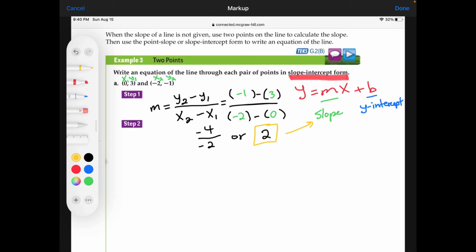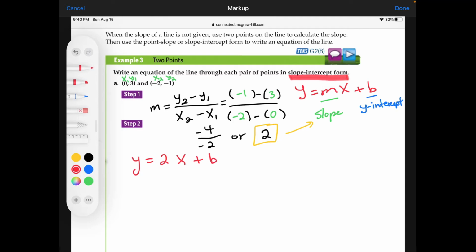To do this, we're going to plug in the slope into the equation, the slope-intercept form. And so instead of writing the letter m here, we're going to go ahead and write the number 2. Remember, x and y in these equations represent all numbers on the line. And so we leave those alone. But we have to find the letter b. We need to find the y-intercept for this equation.